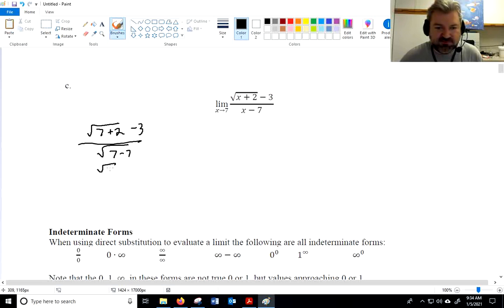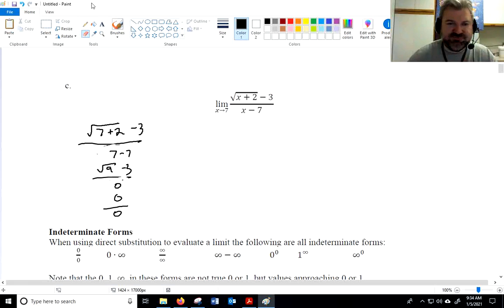So that becomes the square root of 9 minus 3 over the square root of 0. Square root of 9 is 3. 3 minus 3 is 0. And 0 over 0 is... Oh, I'm sorry. There's no square root on the bottom. It doesn't change anything, but I don't know why I added one. There we go. So 0 over 0, that's an indeterminate form.